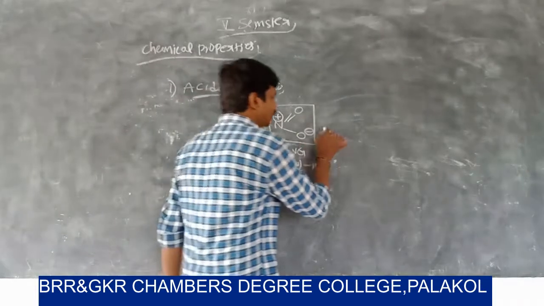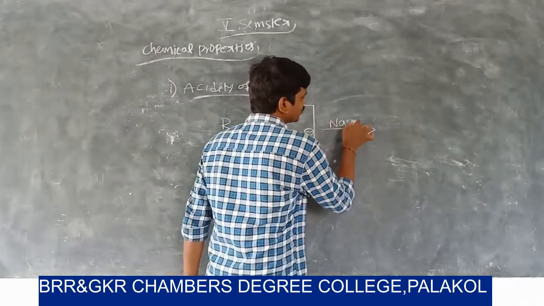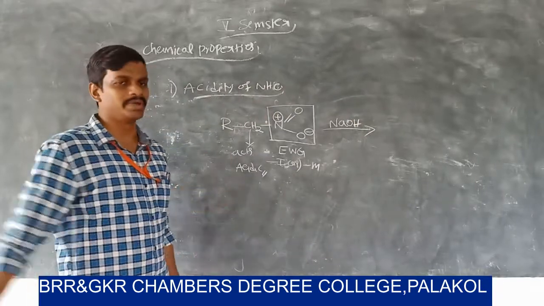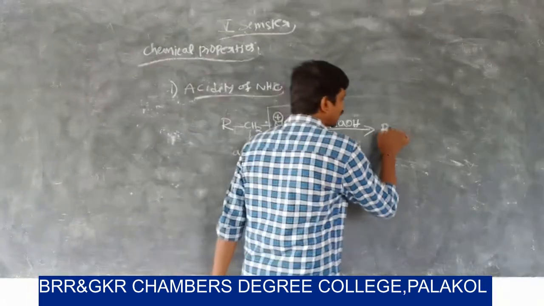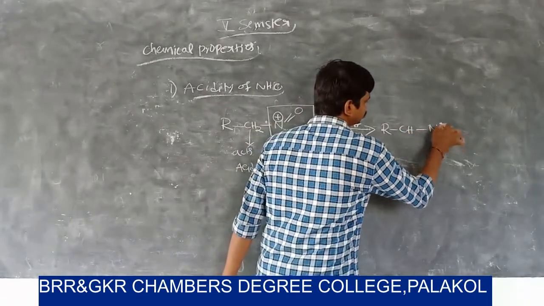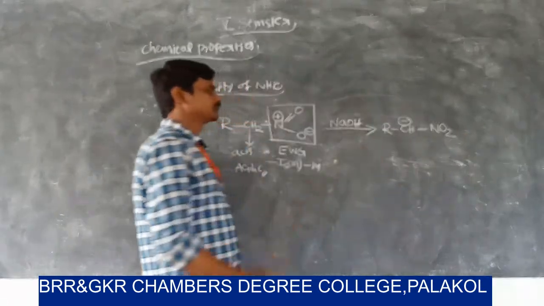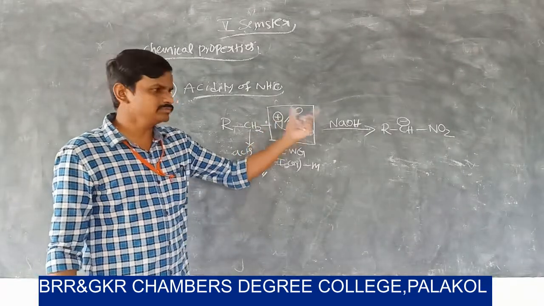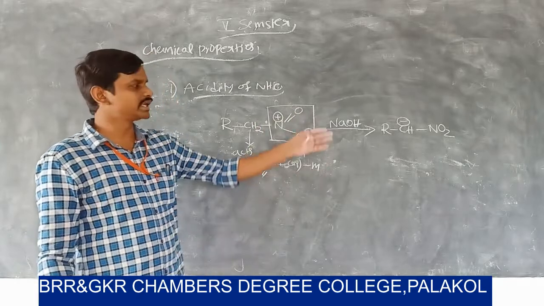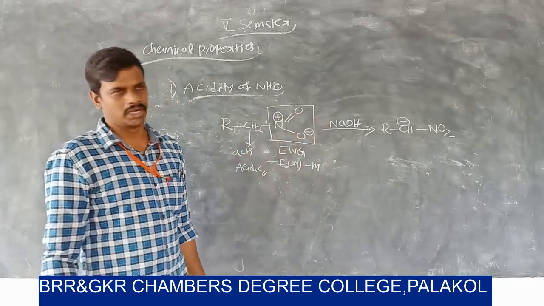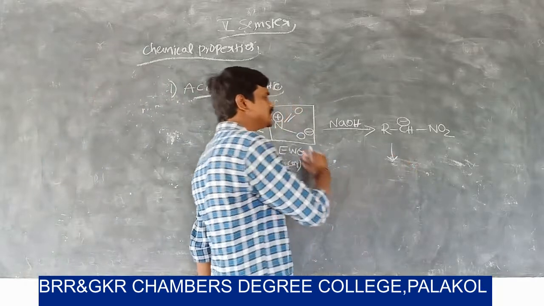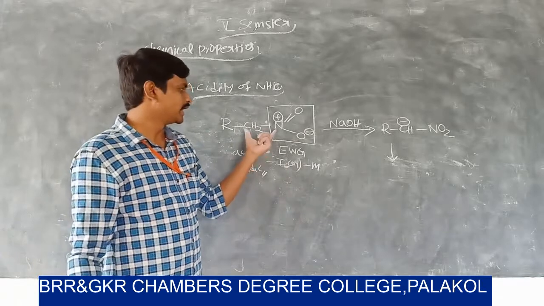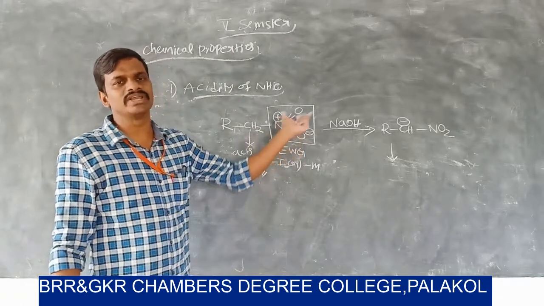If nitrohydrocarbons are treated with an alkali medium, that means a base, then they generate the corresponding salts. For example, here you can take a primary nitrohydrocarbon. The primary nitrohydrocarbon on treatment with base generates a sodium salt. Here, why does the nitrohydrocarbon lose protons very easily?